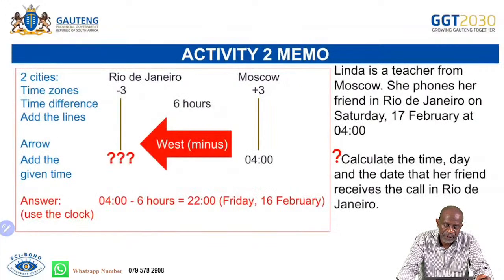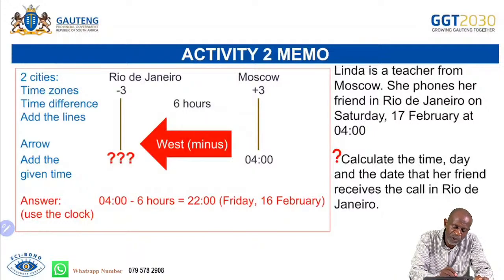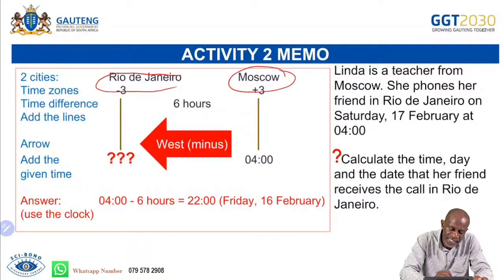So in responding to this question, one, you have your two cities, that is Rio de Janeiro and Moscow in Russia. Rio, which is in Brazil, is at -3, and Moscow, which is in Russia, is at +3. So those are your time zones you have established there. The time difference is 6 hours.